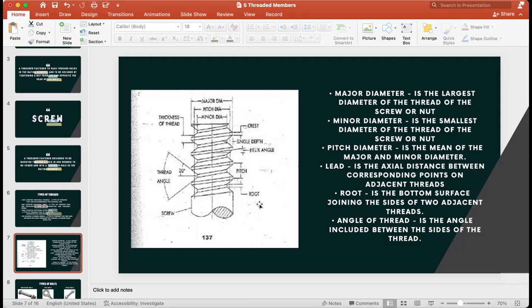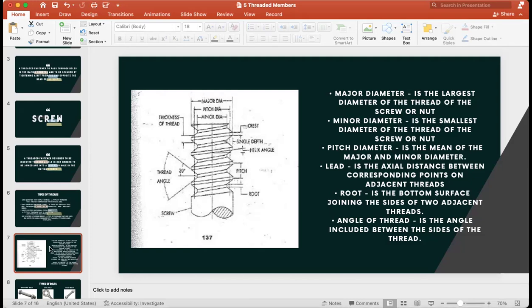The lead is the actual distance between the points on adjacent threads, and the root would be the bottom surface joining the sides of the two adjacent threads. And then, of course, the angle of thread would be the angle between the sides of the thread. And other terminologies are given in your handouts.